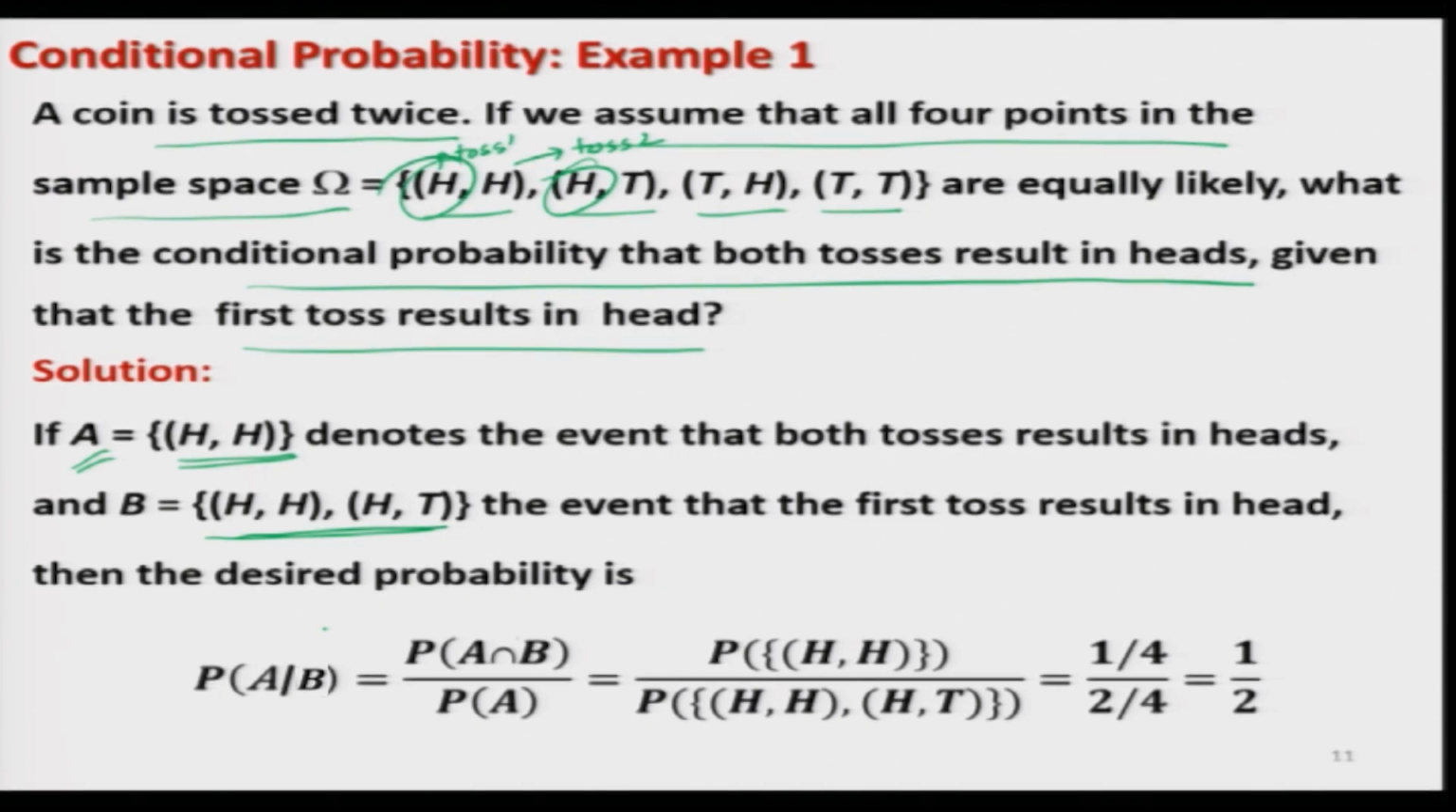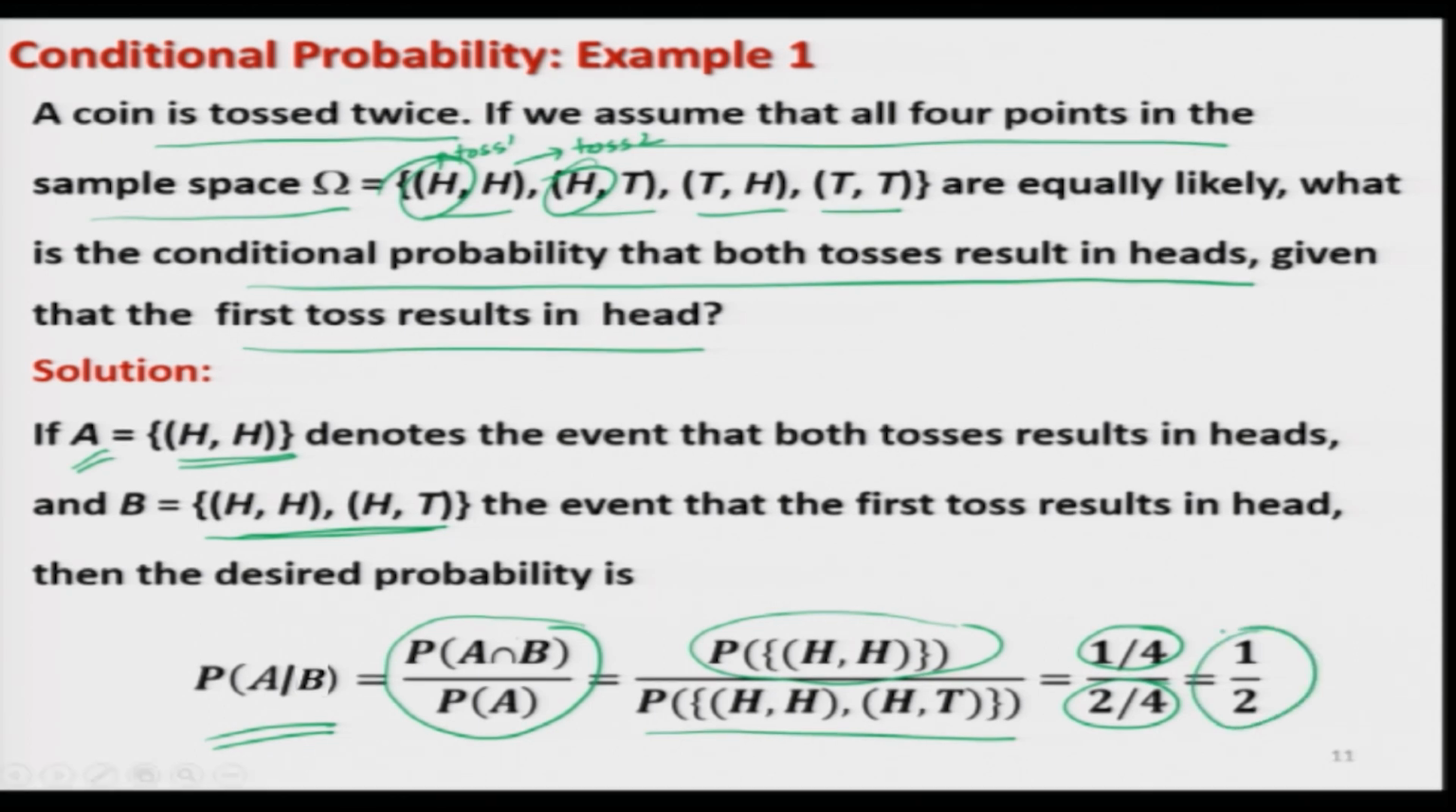Now, if you want to compute this probability A given B, it is going to be probability of A intersection B divided by probability of B, which is probability of HH divided by probability of the first toss being head. You can see the probability of getting HH is simply 1 upon 4, right. There is one event and there are 4 possible events, and there are 2 possibilities in which the head can come in the first toss. So, this will be 2 upon 4. So, this probability is going to be 1 by 2.